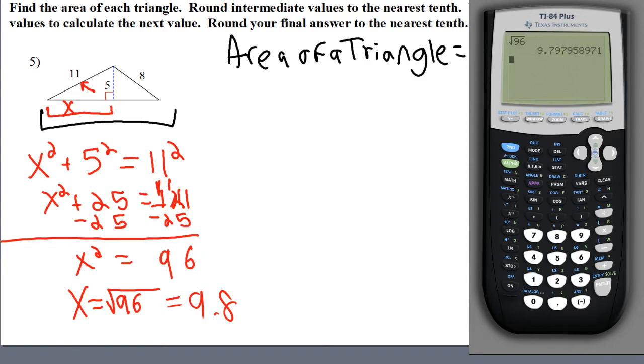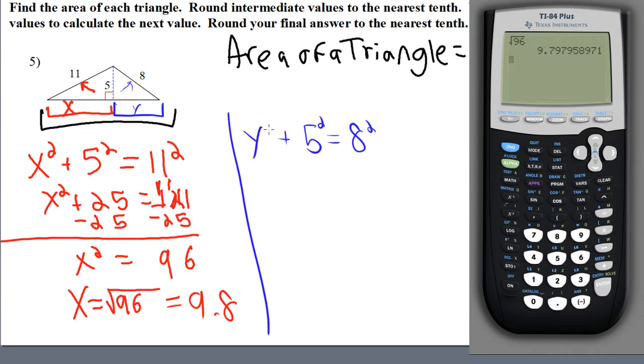Now we can move on to finding the other half of our base, which I'll mark in blue and call that y. Now we have to set up a similar type of situation that we did before. So we have that 8 is going to be our side opposite to the right angle. So we have 8 squared is equal to 5 squared again plus y squared. Y squared stays the same. 5 squared is 25. And 8 squared is 64. Subtract 25 on both sides.